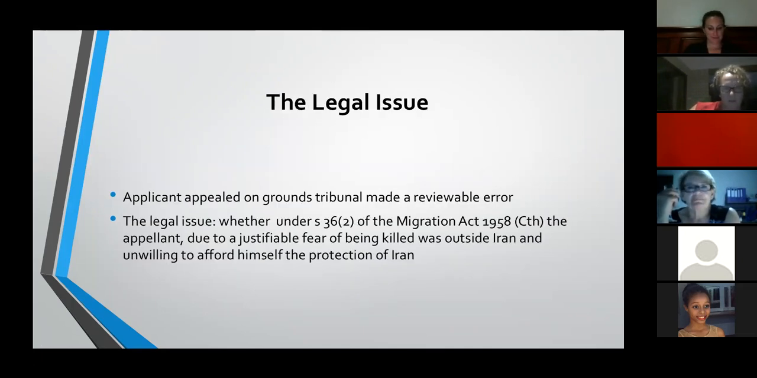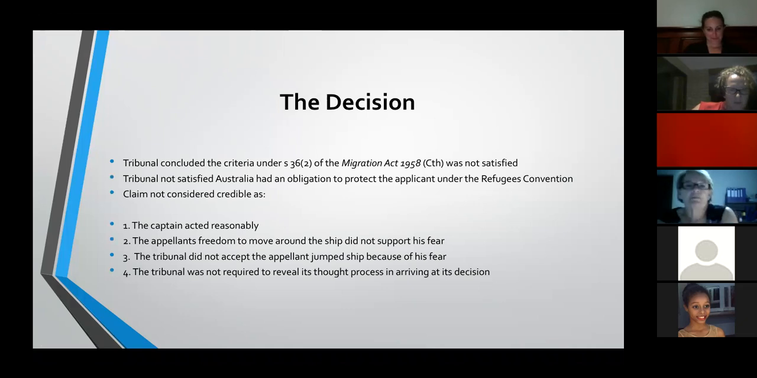The applicant appealed the decision on grounds that the Refugee Review Tribunal made a reviewable error when making its decision. The legal issue is whether under Section 36, subsection 2 of the Migration Act, 1958 of the Commonwealth, the appellant, due to a justifiable fear of being killed, was outside Iran and unwilling to avail himself of the protection of Iran. In order to grant a Class XA protection visa, the tribunal must have been satisfied on these grounds.